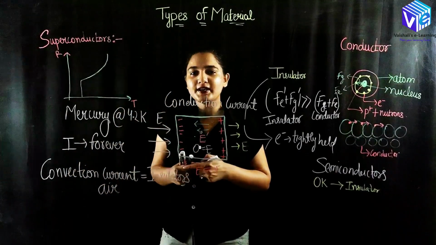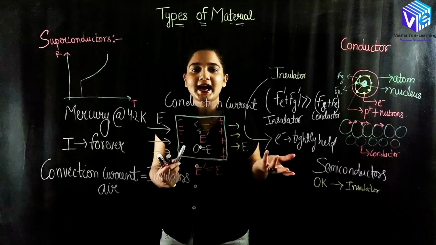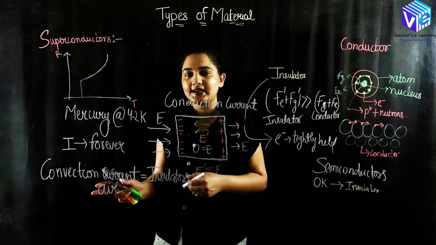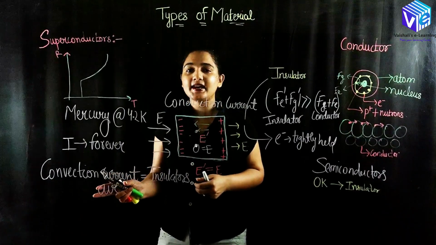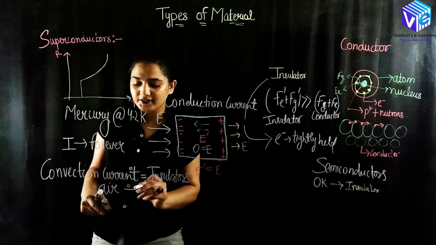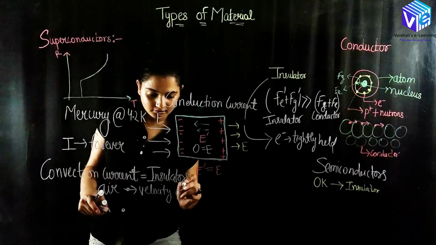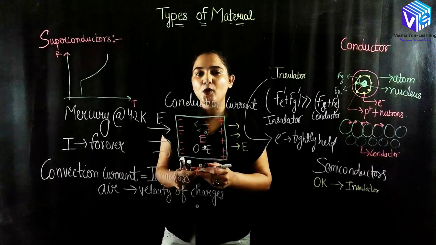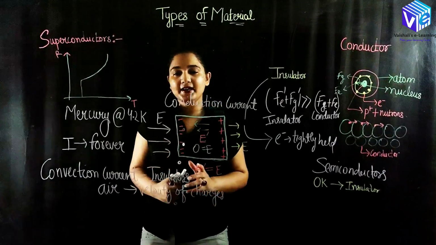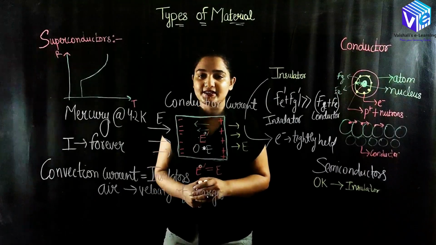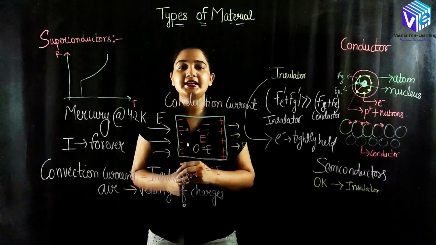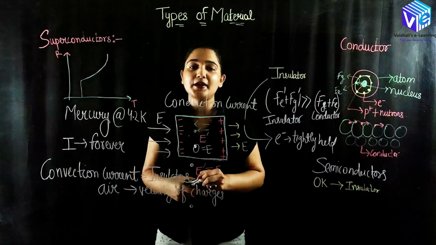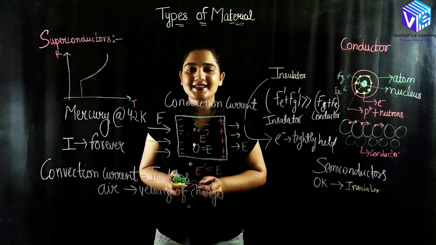Insulators are also termed as dielectrics. Whenever we have some current in the dielectric material, we see this current as a function of the velocity of the charges. Here, what was the current in the conductor? The current was dependent upon the electric field. Here the current is dependent upon the charge velocity in the insulator. So this is how convection current and conduction current are different. Now we have one more type of current, that is drift current, and we will talk about it in some later videos.